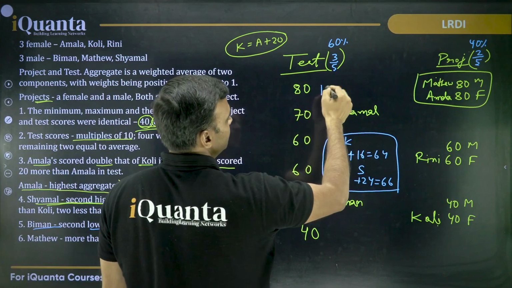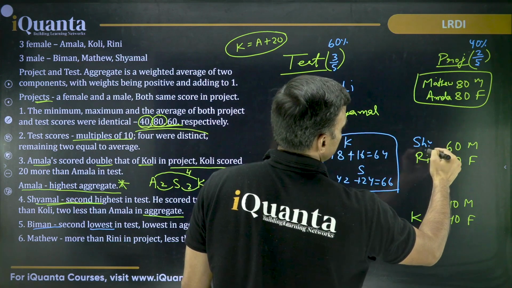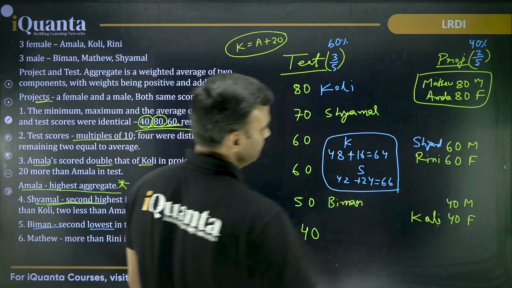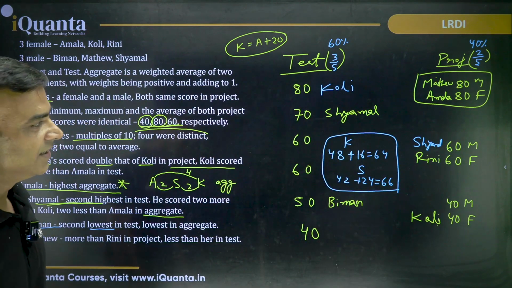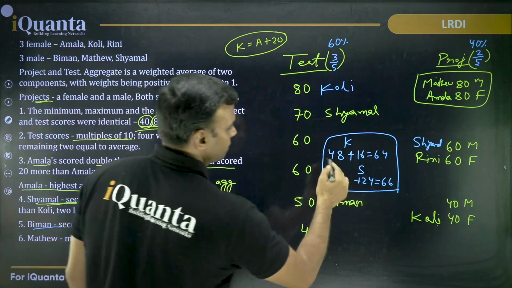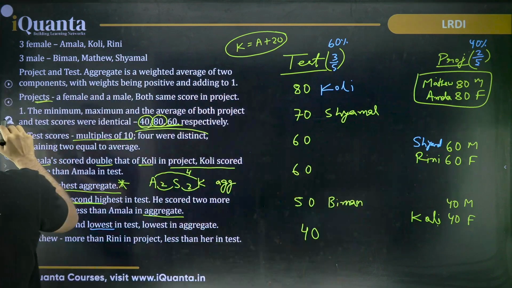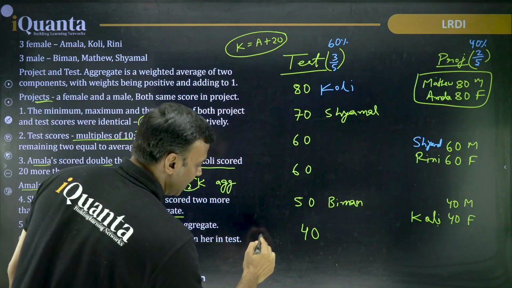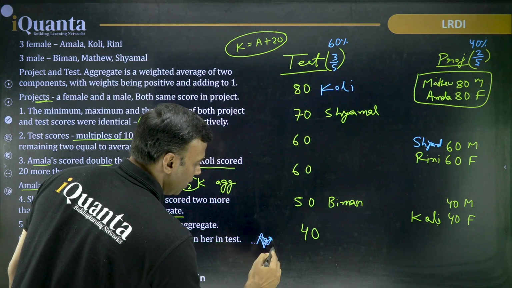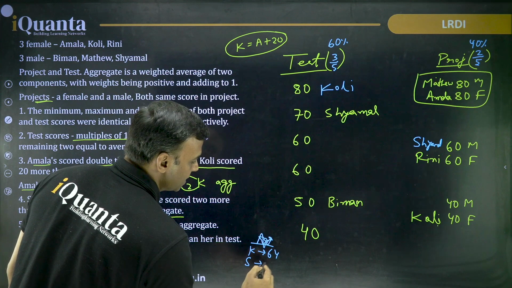We say Kohli is here and Shamal is here. That's the only possible situation. All right. So what I'm going to do is clean up this space also, and create a separate table for aggregate score. We already have the aggregate score for Kohli, it was 64. For Shamal, it was 66.